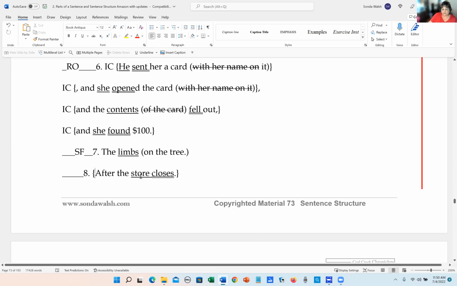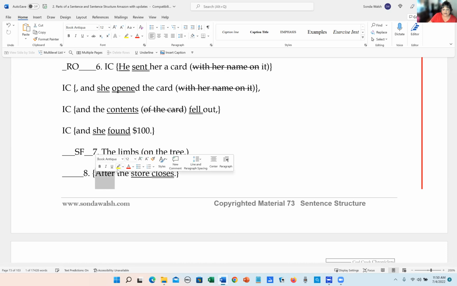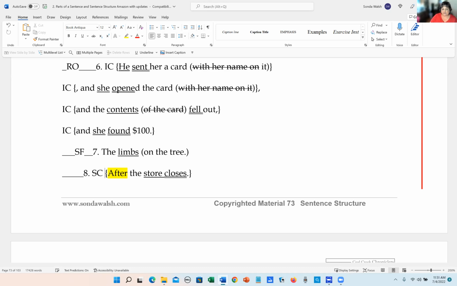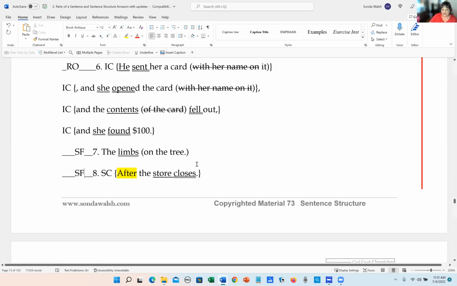I go to the store, which is my subject, and I go to the left and I'll look for subordinating conjunction or relative pronoun. The word after is a subordinating conjunction. Therefore, this is a subordinate clause. Therefore, this is a sentence fragment. We cannot have only one subordinate clause in a sentence. That is a sentence fragment.